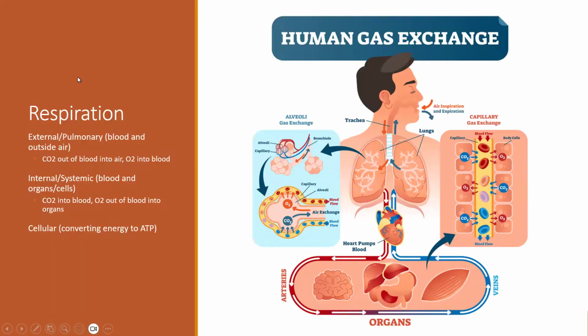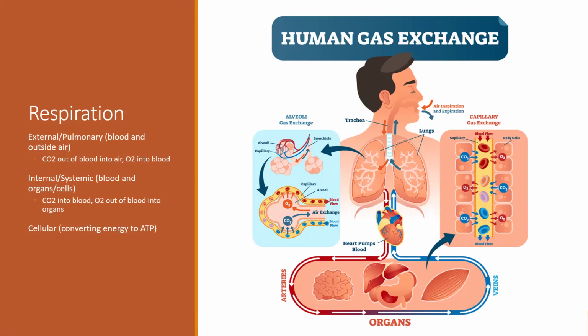And then respiration. Respiration is primarily gas exchange between CO2 leaving the blood and oxygen coming into the blood. Respiration occurs in three different places. So I want you to think about a normal air molecule that you just breathe in. The first place it'll go will be in our alveoli. We call this external or pulmonary respiration.